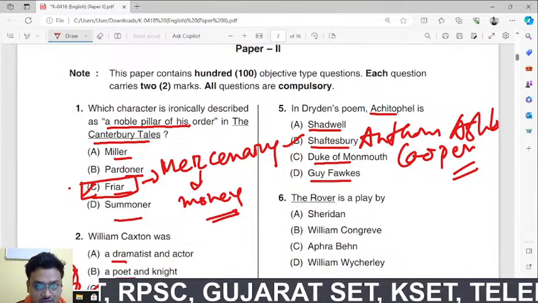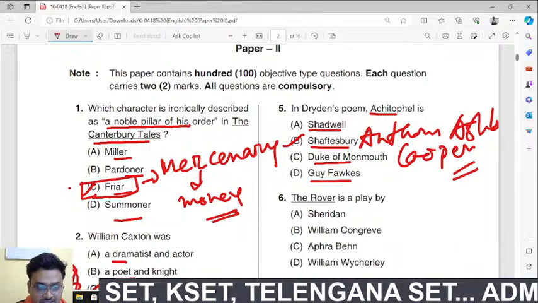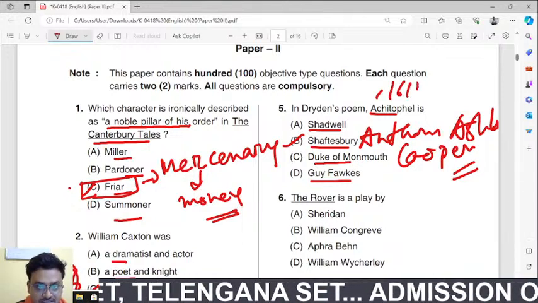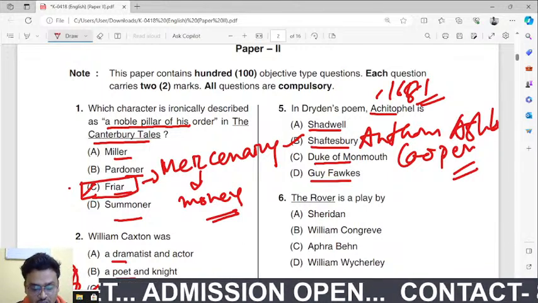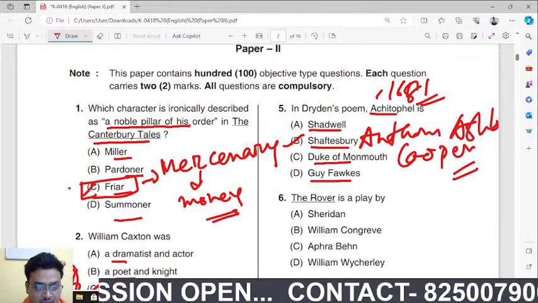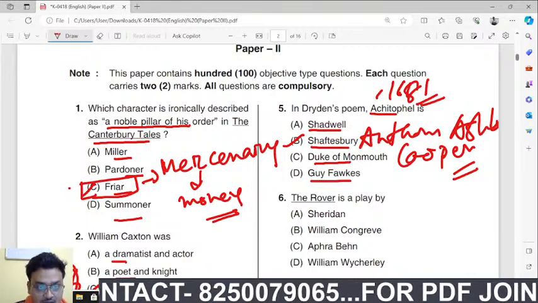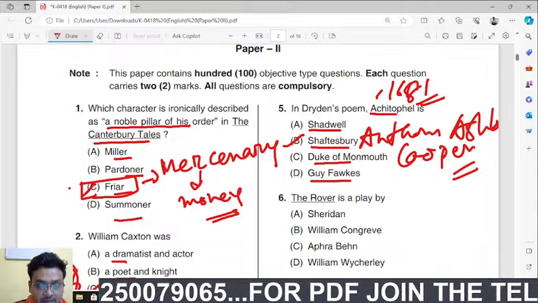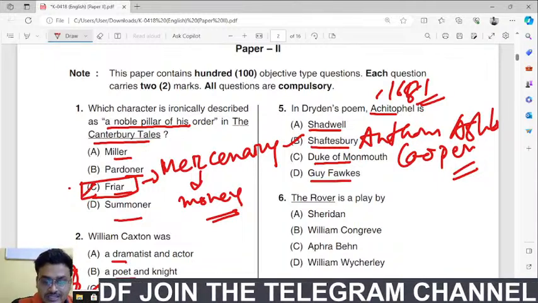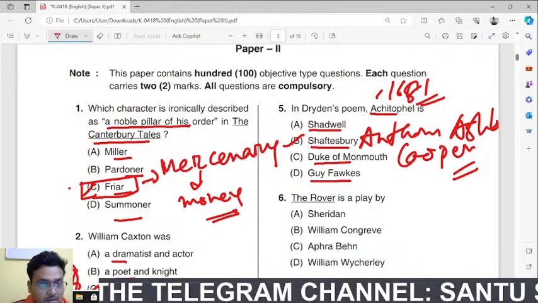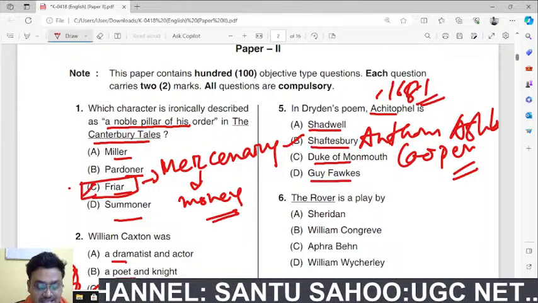So Achitophel, we have the poem Absalom and Achitophel. It's a satirical poem published in 1681. And even there is the story of the Bible. It is alluding to the story of the Bible, the rebellion of Absalom against King David. So it's an allegorical poem, contemporary to Dryden's work, concerning Charles II.